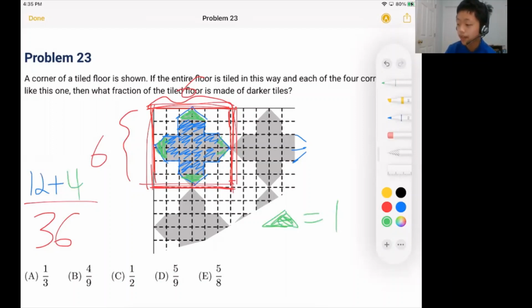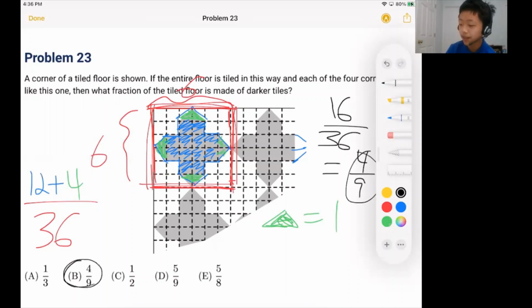So the area of the entire shaded region is just 16, and the denominator is 36. So the fraction of the tiled floor that's made of darker squares, if you simplify that, is going to be 4/9. That's going to be choice B, and we're done.